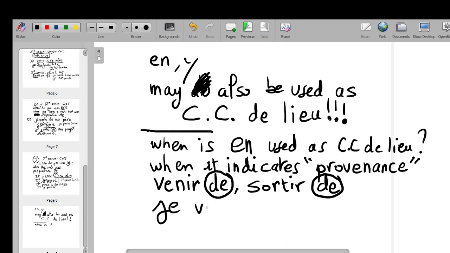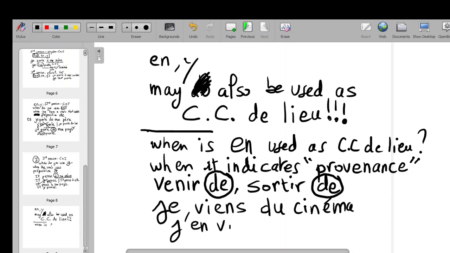So for instance, je viens du cinéma. So du, which is a contraction of de le. So it's also okay. Je viens du cinéma, j'en viens.